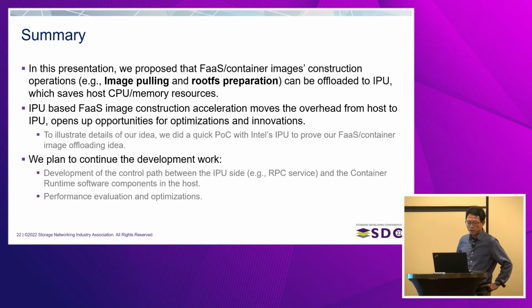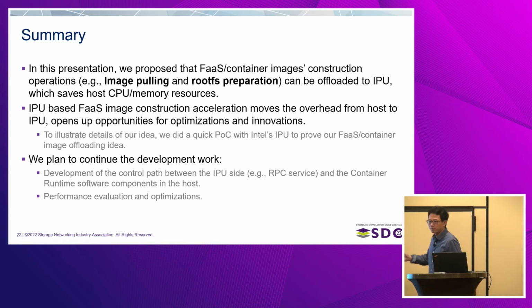As I mentioned, this is more like an idea proposal. We did a POC, right? We think the IPU can help offload a lot of stuff for this kind of function as a service offload, like image pooling, root file system preparation. Once you move that into IPU, there are a lot of opportunities to optimize and to innovate, right? So the team did a POC, proved the flow works. So one example, right, for innovation.